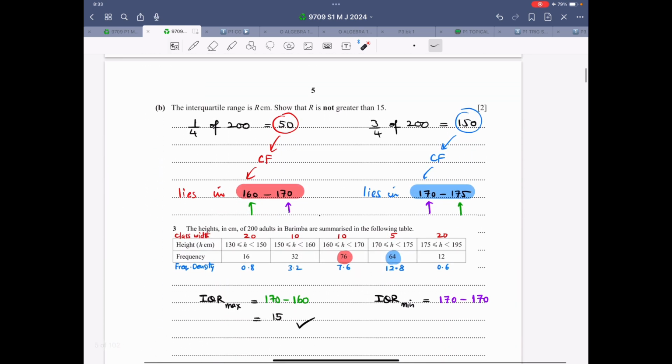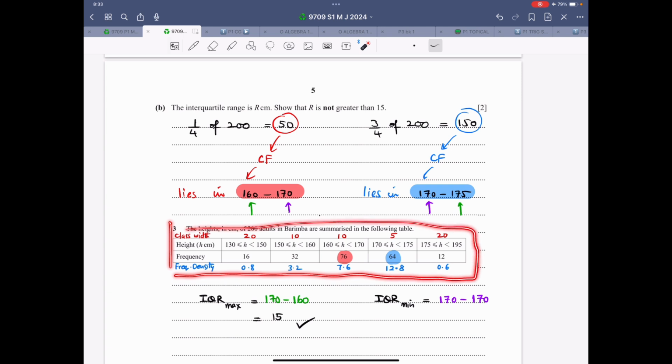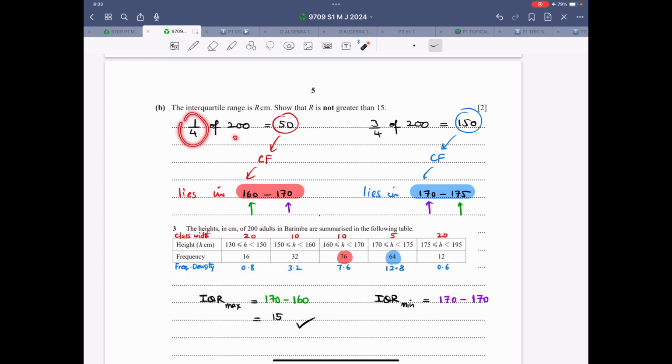Now, the interquartile range is R. Show that R is not greater than 15. So what I have done is that I have copied this thing over here. And 1/4 of 200 is 50. So the cumulative frequency 50, where does it lie? 16 plus 32 is 48. 48 plus 76, that means the 50th value lies over here. That means the lower quartile, let me write it over here, the lower quartile lies in this interval 160 to 170. 3/4 of 200 is 150, cumulative frequency, I'm looking for the upper quartile.